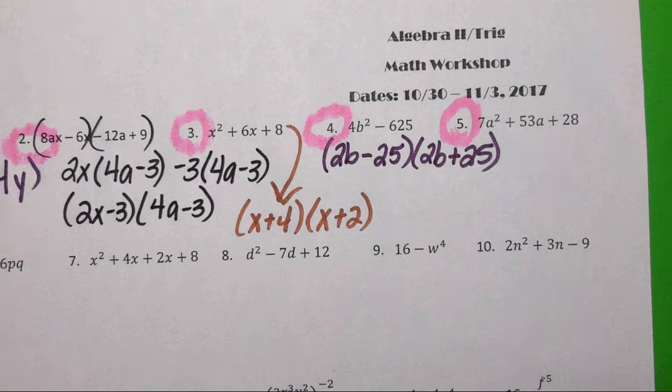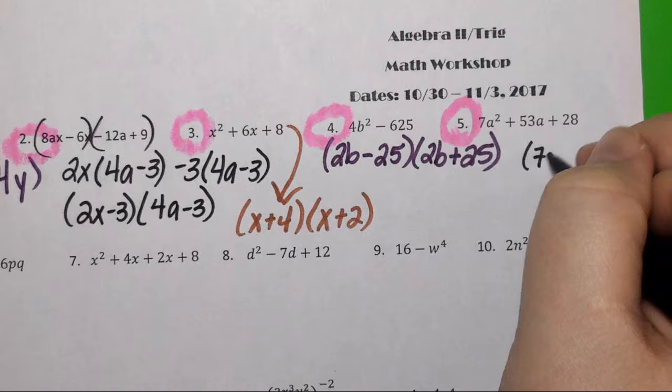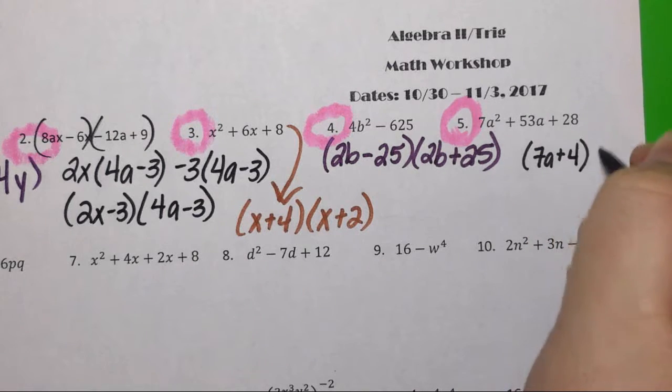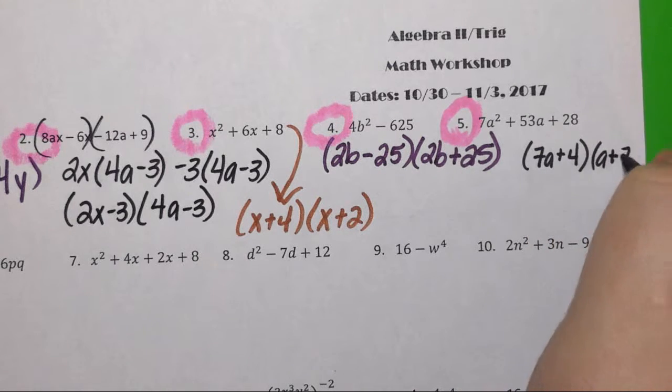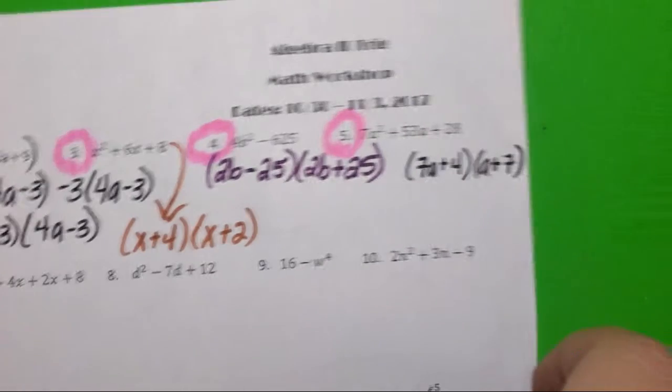You've got number 5? Tell me what you got. I got 7a plus 4 times a plus 7. You can have 2 points. Okay, let's talk about number 5.